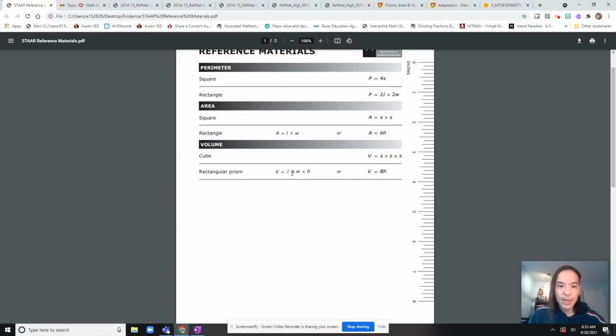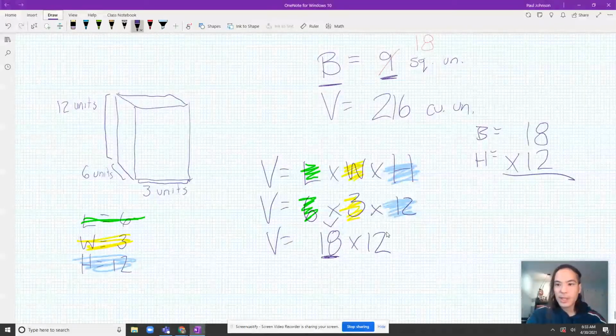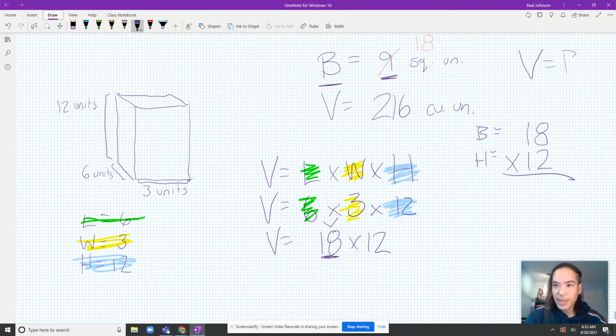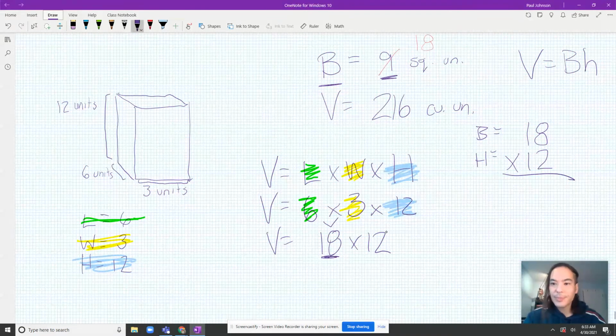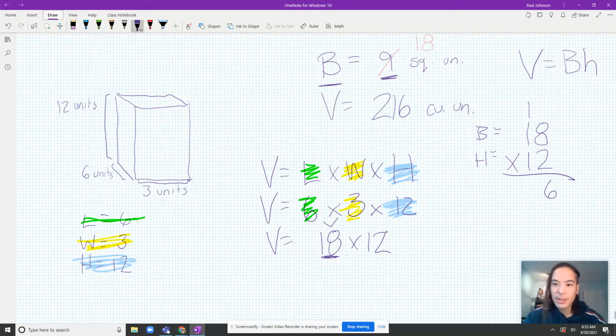We basically figured out the base by multiplying length times width previously. So let's check that out. We're going to use volume equals base times height. And that's basically what we have here. Volume equals 18, which was our base, and 12, which is our height. So 2 times 8, 16. 2 times 1 is 2, plus 1 is 3.